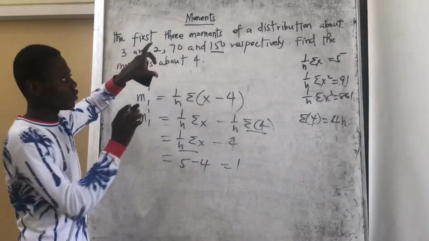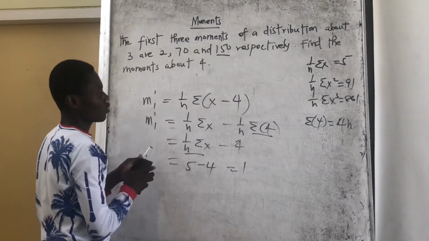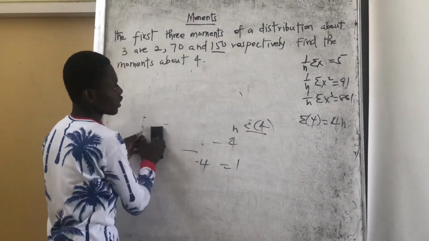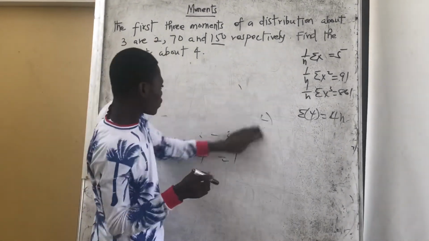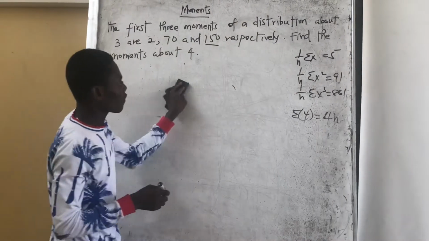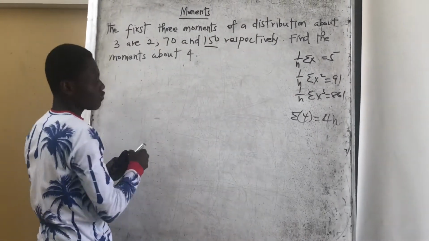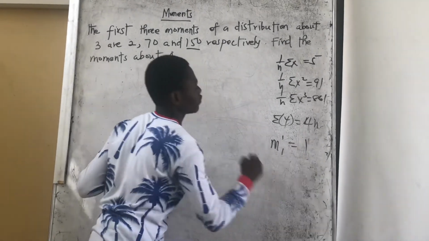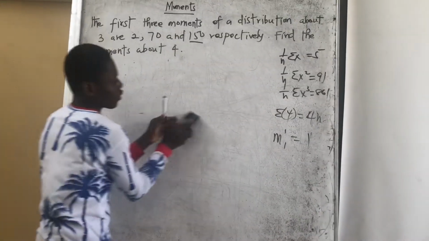So this is the first moment about 4 for this distribution. So the first moment about 4 is 1, sorry, the first moment about 4 is 1. M1 is 1.